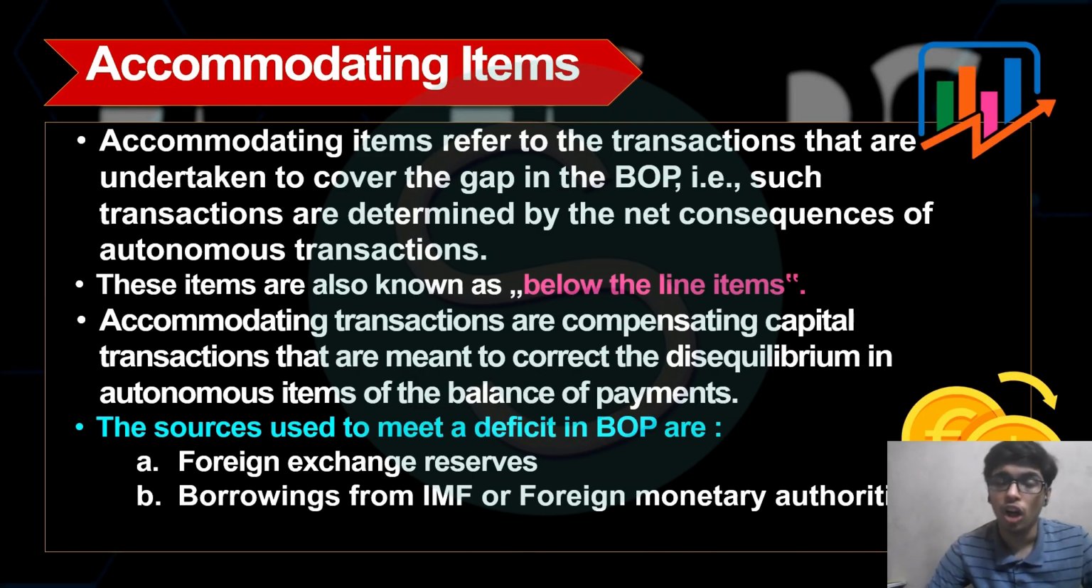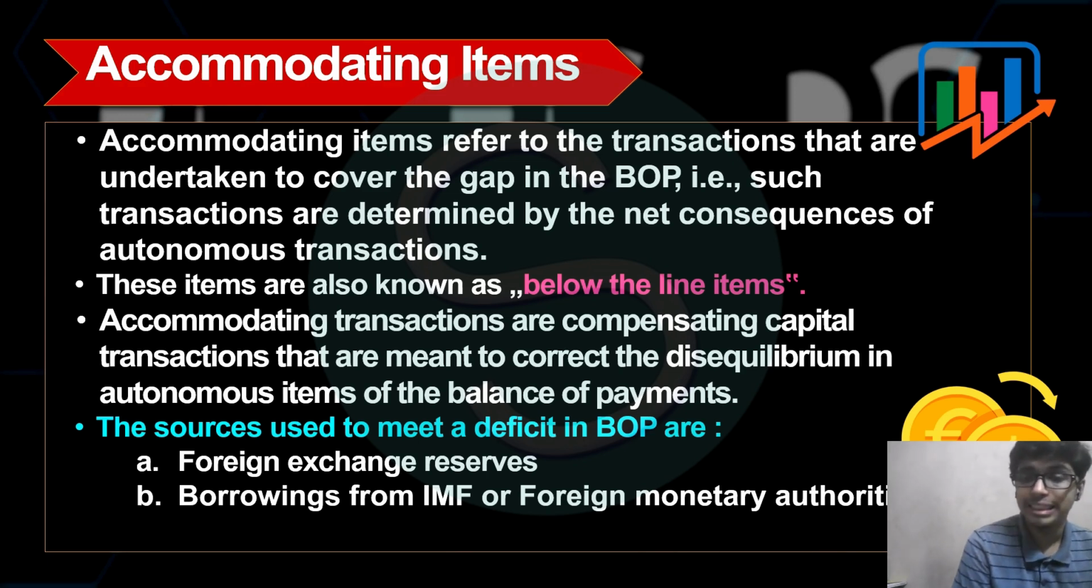So let's see what accommodating transactions are. What does the word accommodating mean in English? Accommodate means that you have to fit something in between. It means that these are the transactions which fulfill the gap, which cover the gap in the BOP. These transactions are determined by the net consequences of the autonomous transactions. If autonomous transactions made the BOP a little unstable, these will cover the gap. These items are known as below the line items.